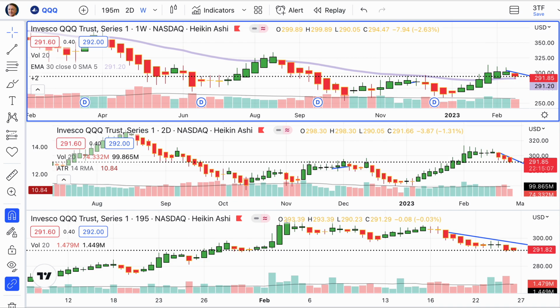The three waves technique I'm going to show you today is a powerful trading method that utilizes all three time frames that we look at on a daily basis: the weekly, the 2-day, and the 195-minute chart. It helps you identify and track trends as they develop, as they grow, and then as they fade.